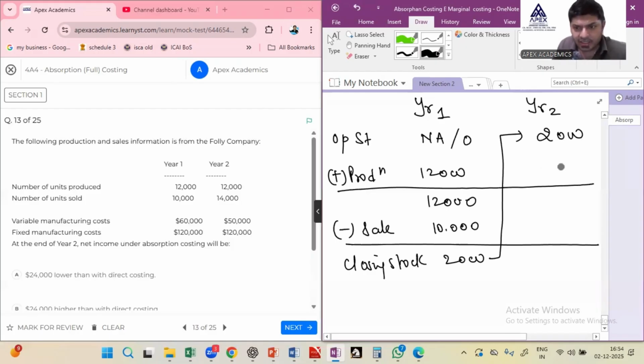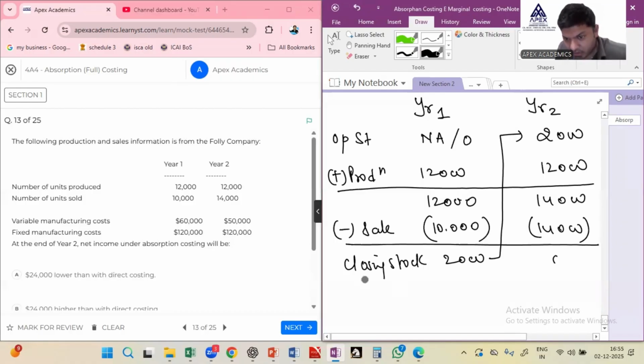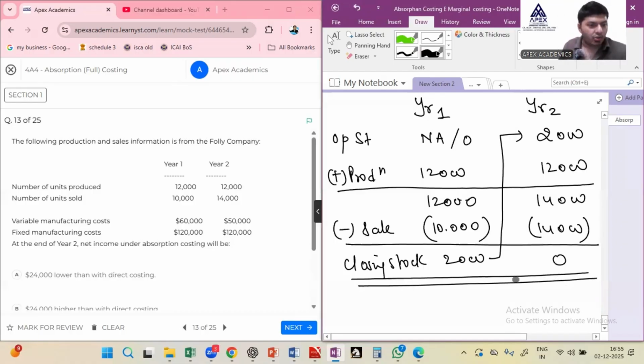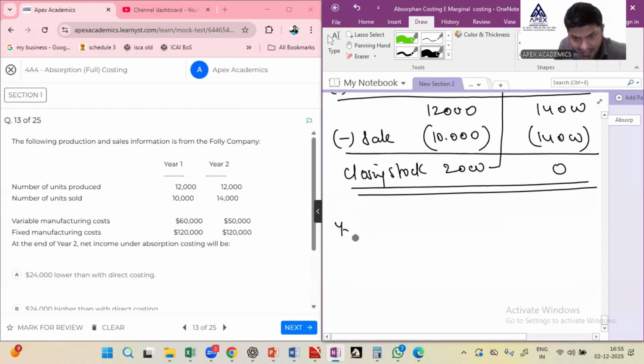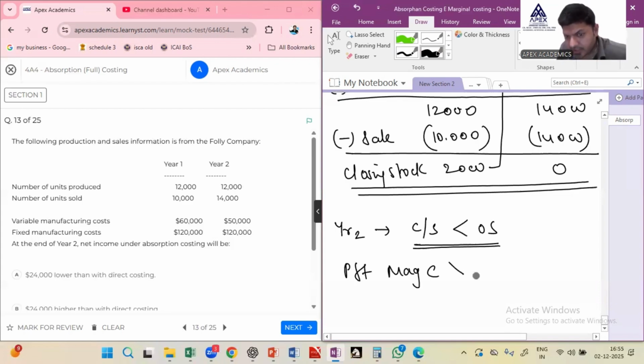What is the production of my year two? Beta, it is 12,000. So how many units do I have in hand? I have 14,000. And how many units am I selling? I am selling also 14,000 units. So please try to understand, my closing stock over here is going to be zero. At the end of year two, the closing stock is less than the opening stock. If this is the case, then obviously the profit under marginal or direct costing is going to be greater than the profit under your absorption costing. This is an important concept that you need to understand.